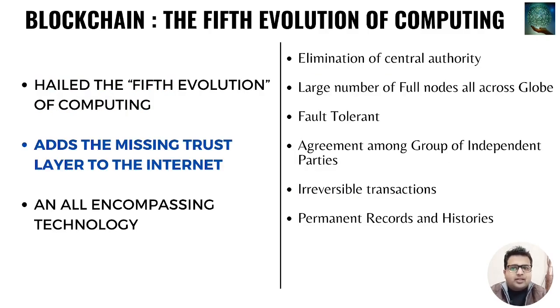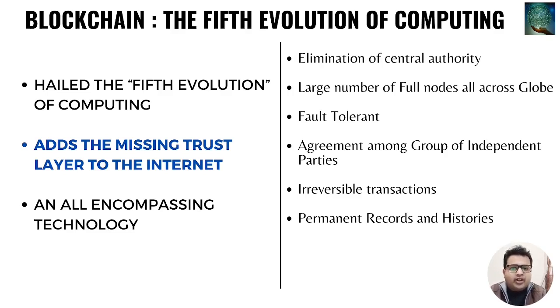Blockchain adds the missing trust layer to the internet. As we have already seen, the World Wide Web, the internet which we are using in today's world, has a very deep concern of trust. Why trust? Because it is based on centralized architecture. There is an intermediary involved, and blockchain solves this problem, and blockchain adds the missing trust layer to the internet. And how does it do that?